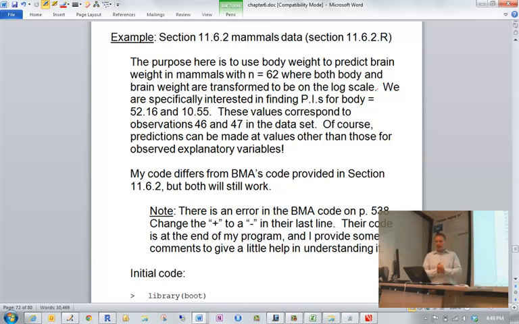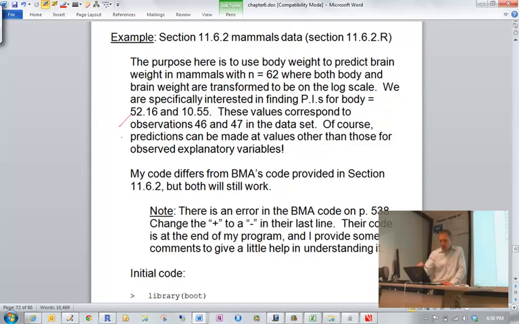The mammals data set. We have a sample size of 62, and we want to find prediction intervals for two x's. If you remember, x is body weight, y is the brain weight. And we want to find confidence intervals for two particular x's. Just to make things simple, we're going to choose x's that actually came from the original data set.